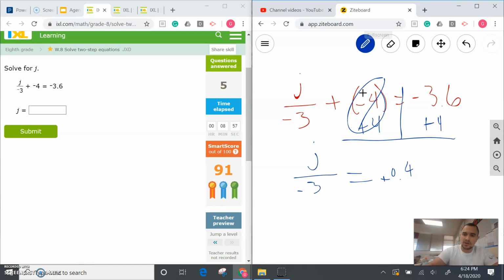And now we are going to multiply this by -3, and multiply this by -3, because a -3 that's being divided is the opposite. Or if you look at it like a fraction like this, those numbers are going to cross out. So I'm left with j equals, and that's going to be a negative answer here. So that's going to be a -1.2.